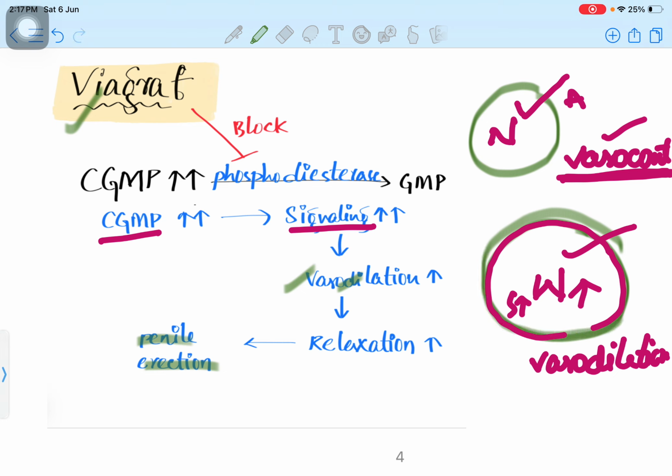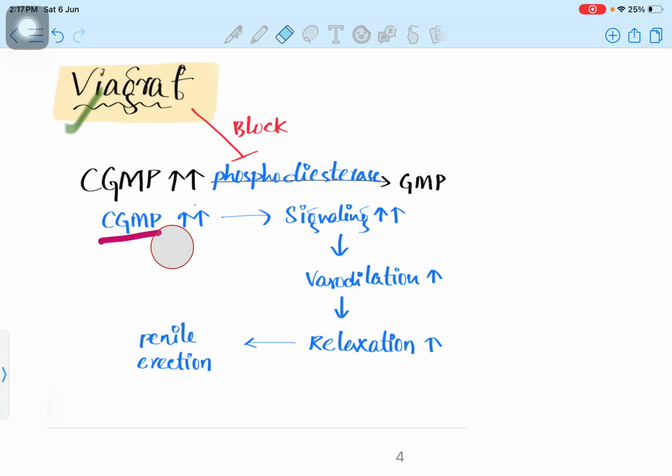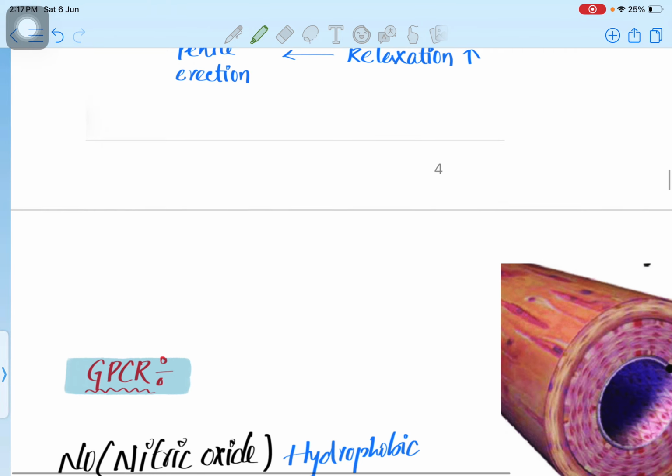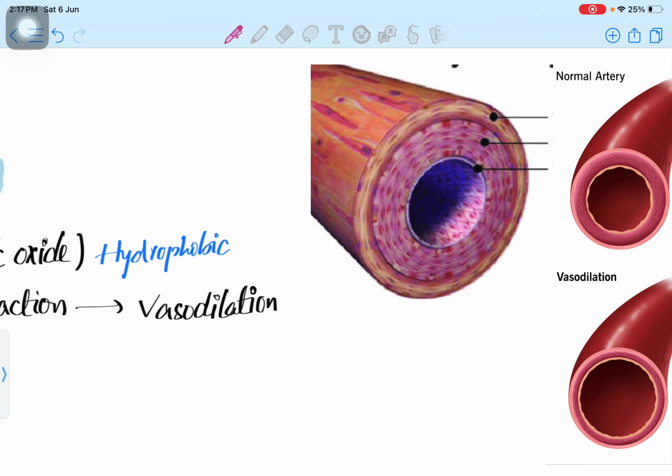Here the whole relaxation means the muscle is completely in the relaxation position, and that relaxation is causing the penile erection, so the solidifying of the penis will happen. That is another thing you have to know very well. So this is what really happens in the Viagra condition. You can see the contraction and dilation process in this image also. This is the narrow condition, known as vasoconstriction, and this is vasodilation, the wider one.